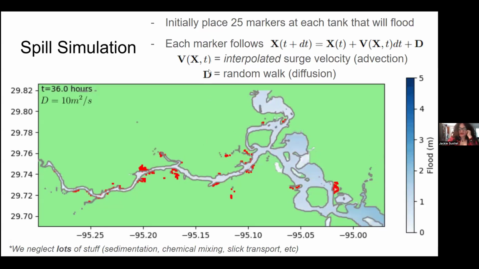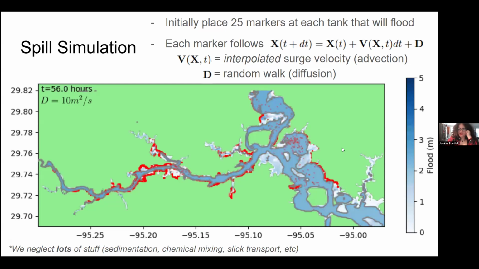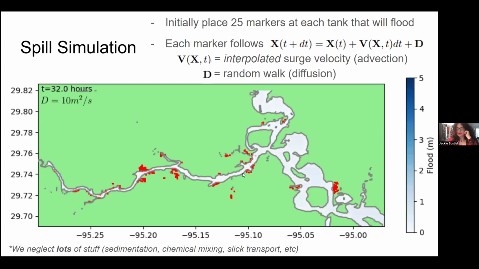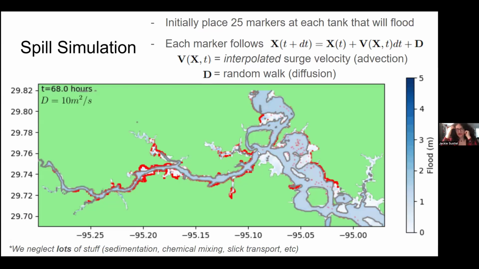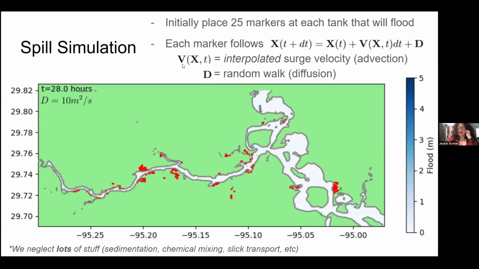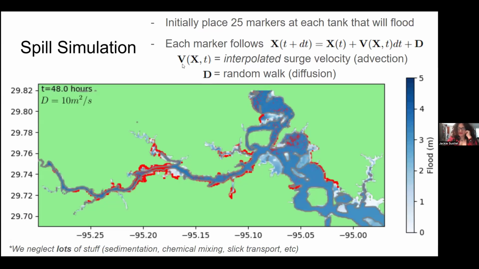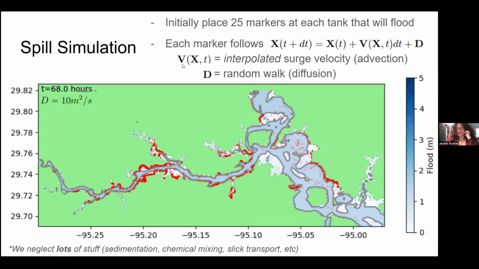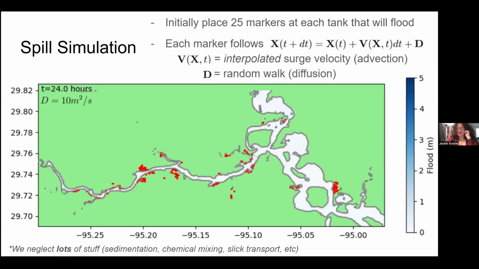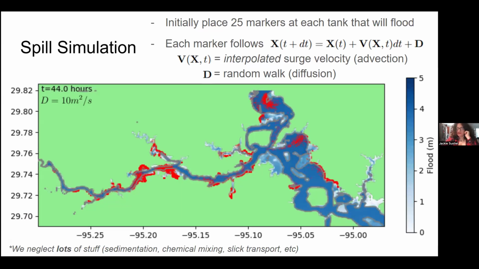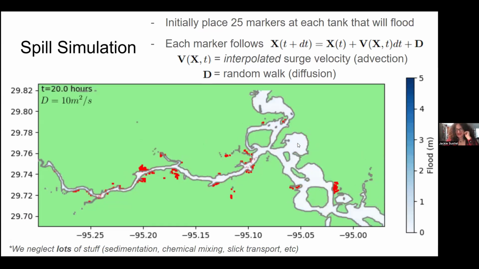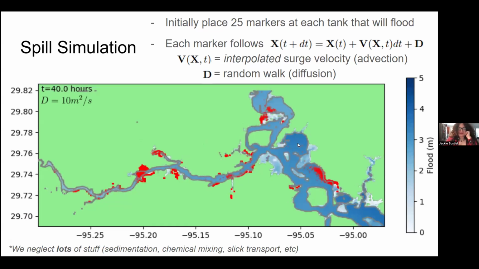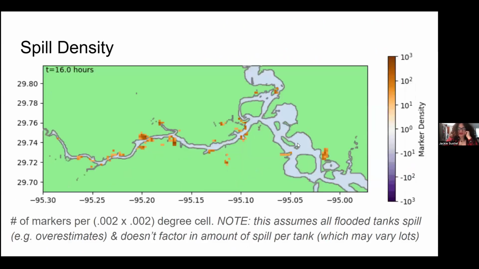So what I've done here is place 25 tracer markers at each tank that floods in the simulation. Then I let the flow go, and the marker is advected by whatever velocity we find from the fixed grid outputs, which is the surge velocity. There's also a random walk component to add in diffusion. I think it might be a little too high because there's a little too much wiggling here. But yeah, that's one spill simulation.